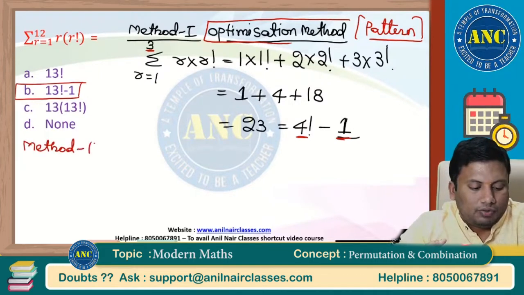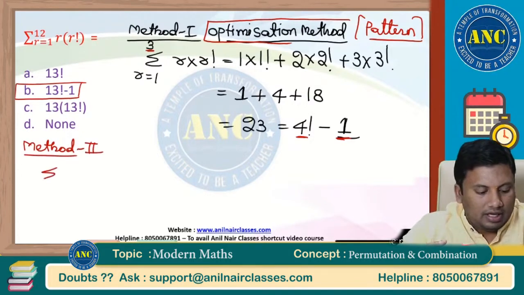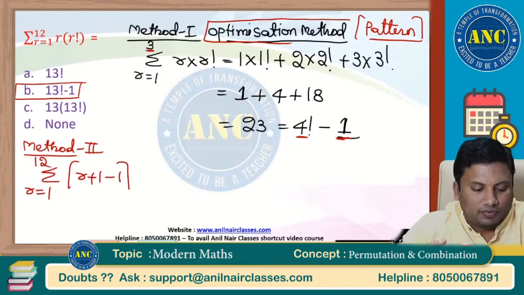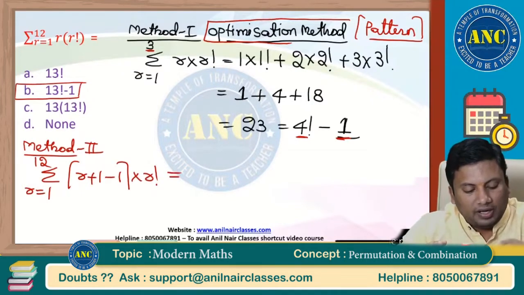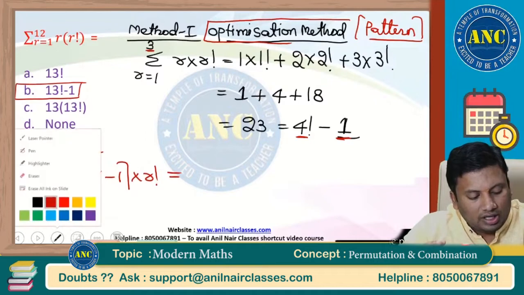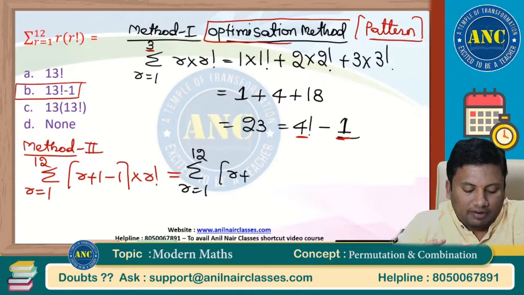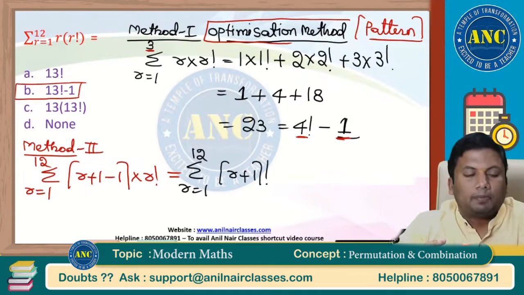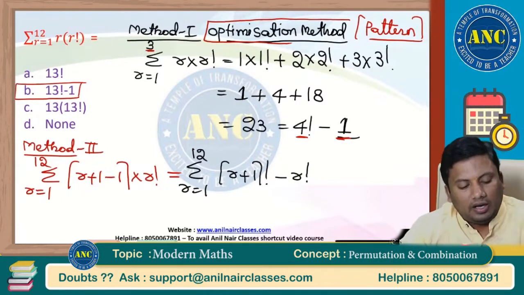Method number 2. How do we get r? This is nothing but r equivalent to 1 to 12. r can be written as r plus 1 minus 1, into r factorial. I wrote r as r plus 1 minus 1. So this is nothing but summation r equivalent to 1 to 12 of (r plus 1) into r factorial, which is (r plus 1) factorial minus r factorial, r equivalent to 1.